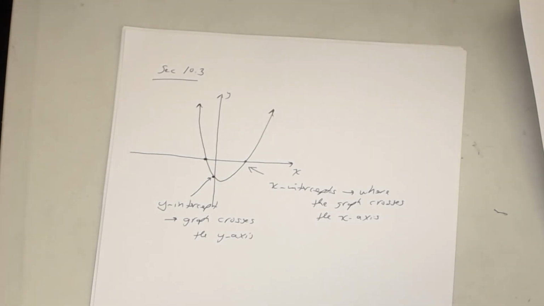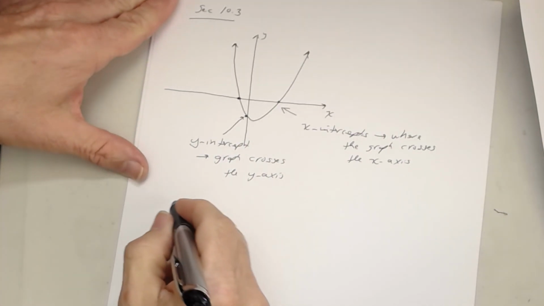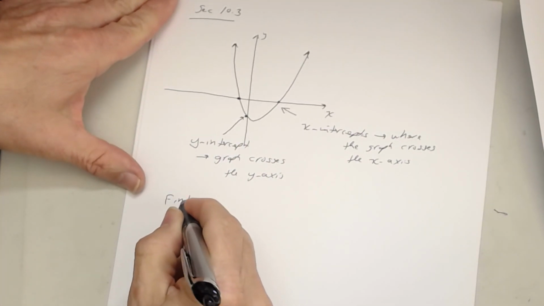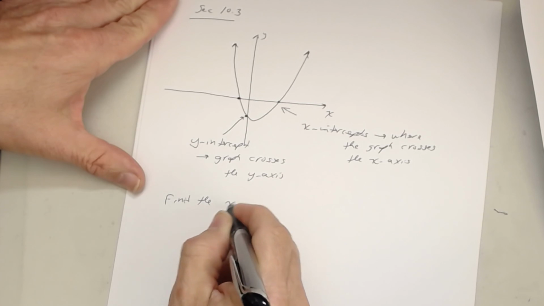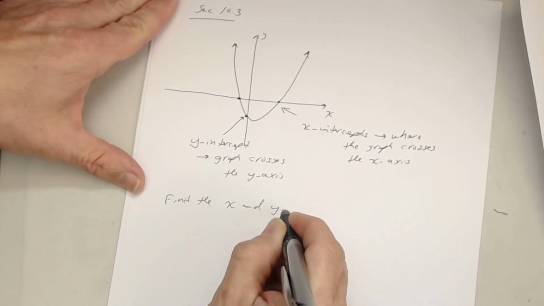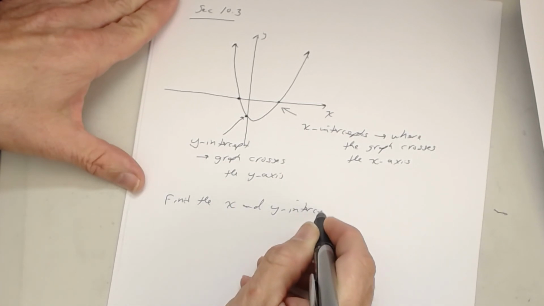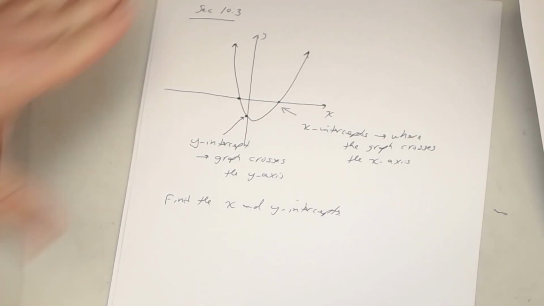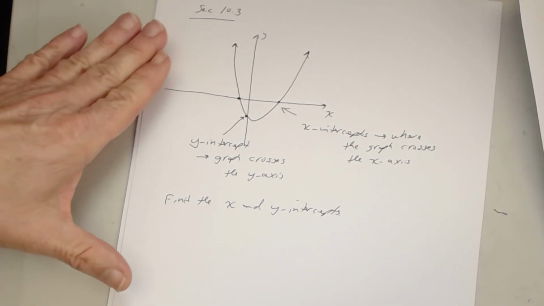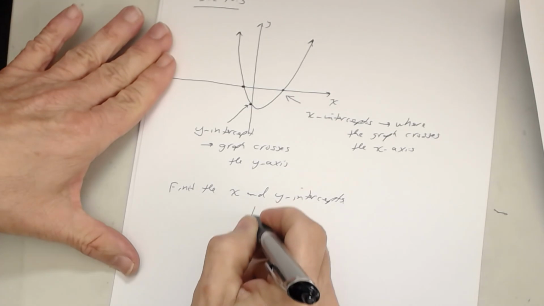Okay? So when you get the worksheet, that Part A worksheet in this section, it's really not difficult. You're going to be given a graph. I'm going to ask you to find the x and y-intercepts. Okay. X and y-intercepts.